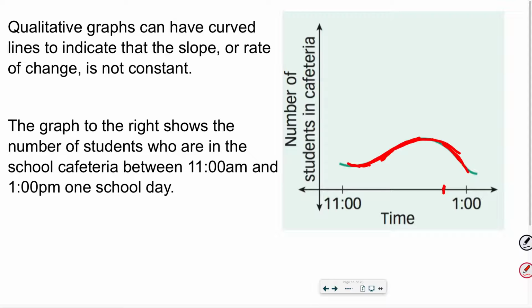What does this graph show us? Why not? Where would our line have to be on the graph to represent 0 students in the cafeteria? All the way down. On which axis? On the x-axis, because the y value there would be 0.